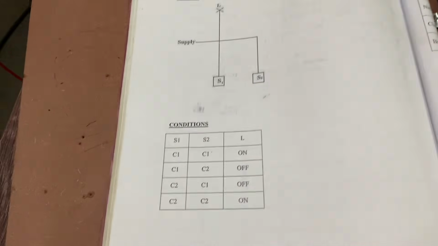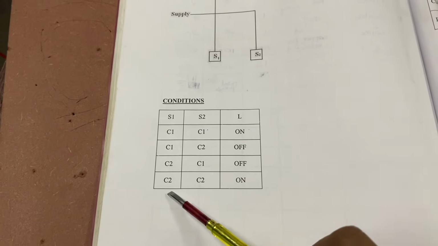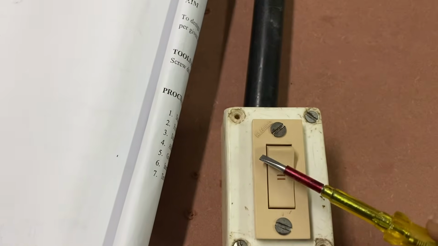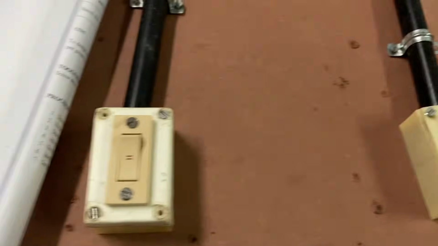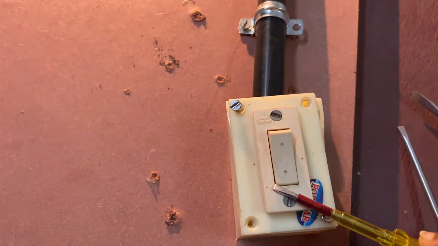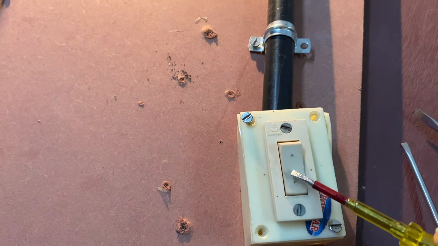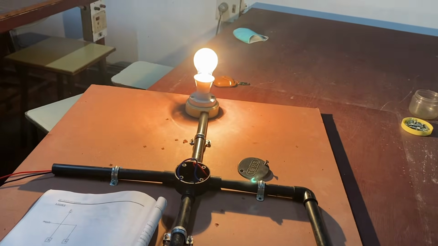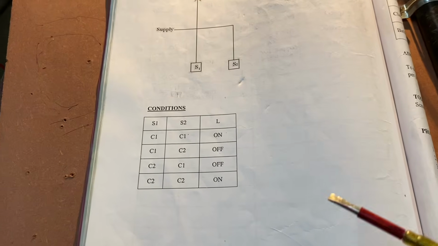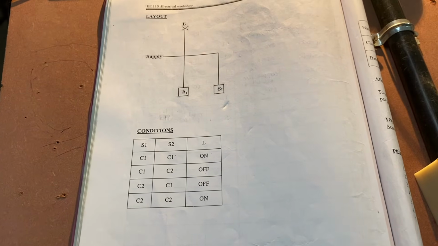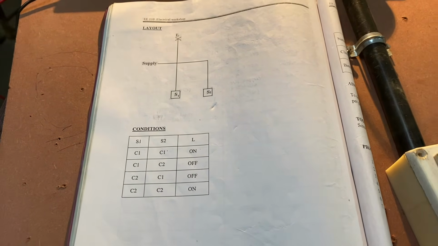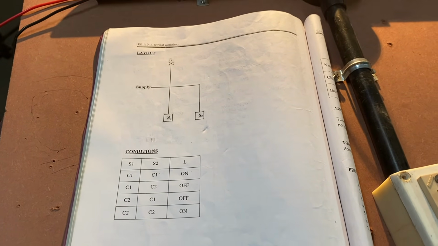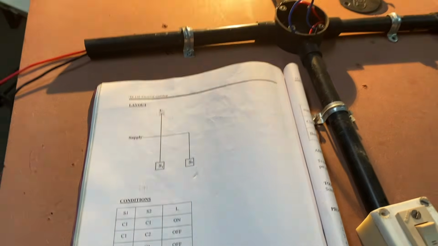Now we'll see the last condition, that is, both switches S1 and S2 are in the C2 position. Switch S1 is already in C2. Now switch S2 is made to C2, that is, terminal 2 and the common point. Switches S1 and S2 are in position C2, and you can see the lamp glows. So all four conditions are satisfied, hence we got the successful output. We successfully implemented the staircase connection, or one lamp controlled by two switches.